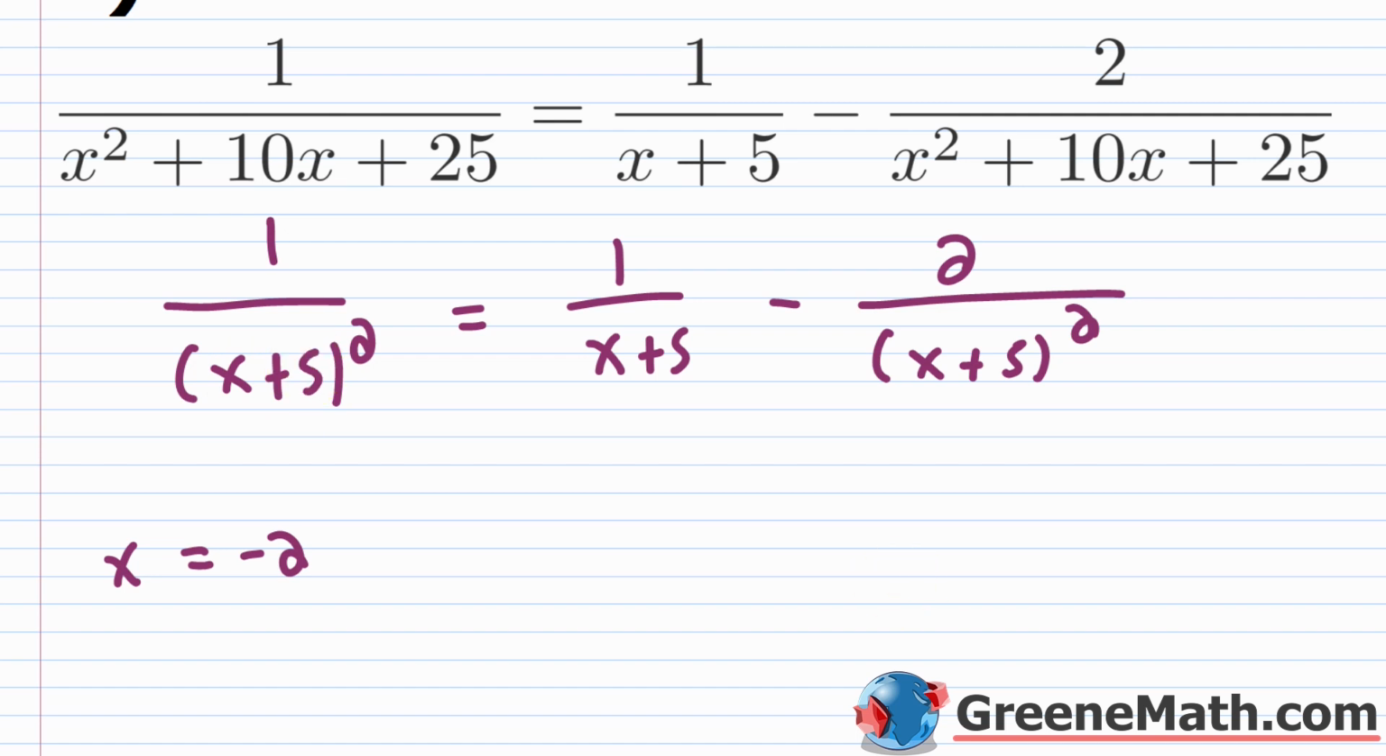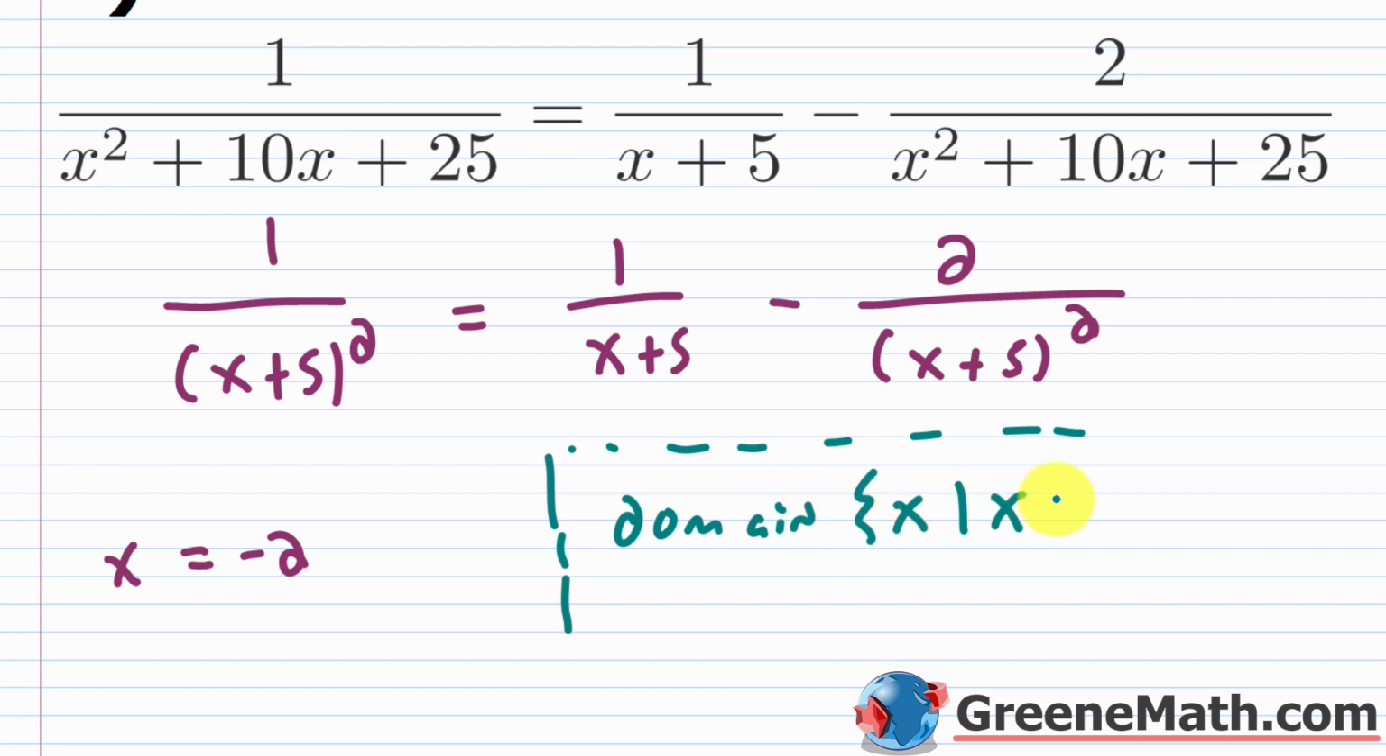So here for the domain, let me write this off to the side so nobody's confused. We'll put that the domain is going to be the set of all x such that x is not equal to negative 5. And I think you can see that if you plugged in a negative 5 here, negative 5 plus 5 is 0, 0 squared is 0. So you'd be dividing by 0. Here, negative 5 plus 5 is 0. Here, negative 5 plus 5 again is 0, and 0 squared is 0. So that's our domain, the set of all x such that x is not equal to negative 5.